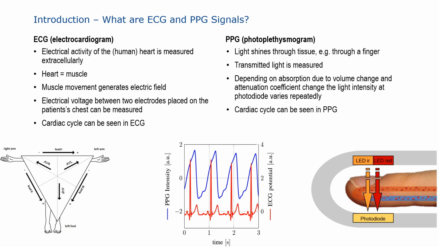Depending on the used position, the cardiac cycle can be clearly seen as a pattern that repeats with every heartbeat. This pattern is visible as the red graph in the middle picture, where we measured the ECG between the right and the left arm.